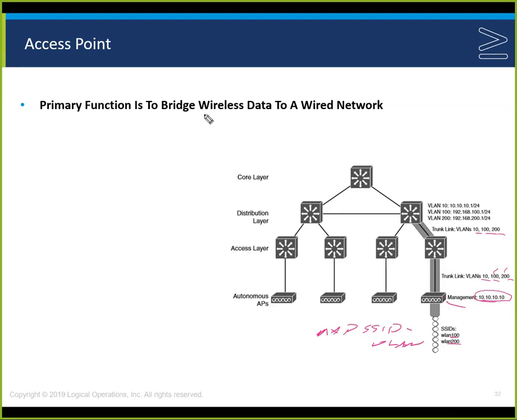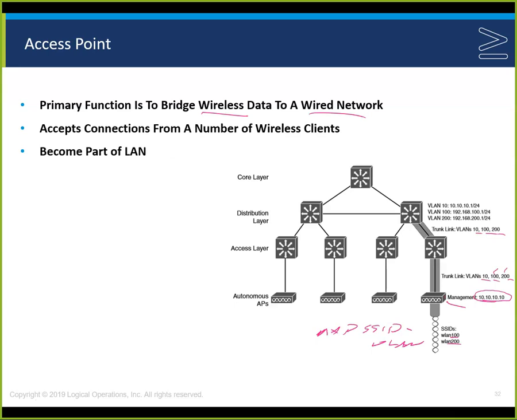The primary function is to bridge the wireless data to the wired data. We still want to have the isolation that we talked about when we did VLANs. It accepts connections from a bunch of wireless clients that become a part of the local area network, and we have a central point of access for these things.